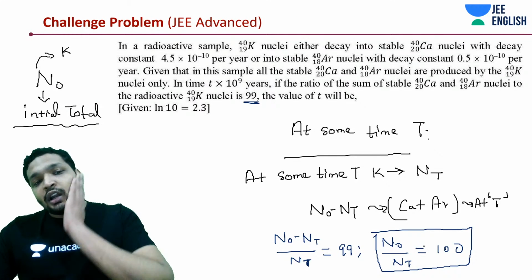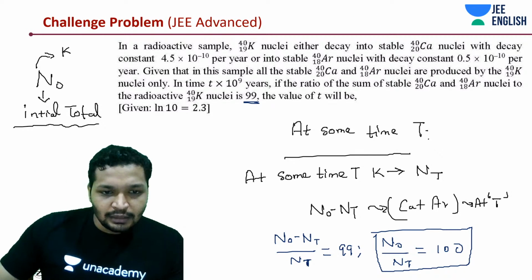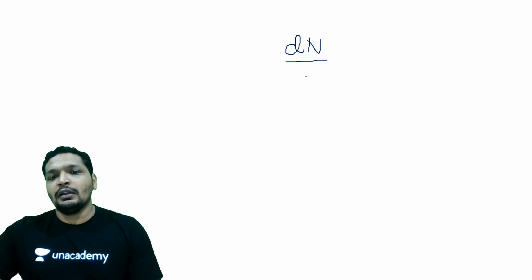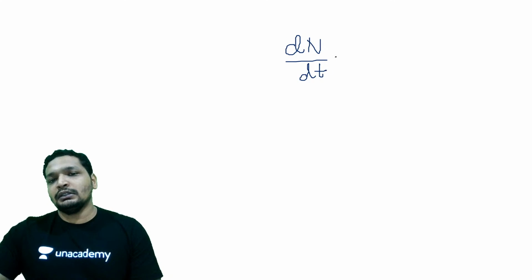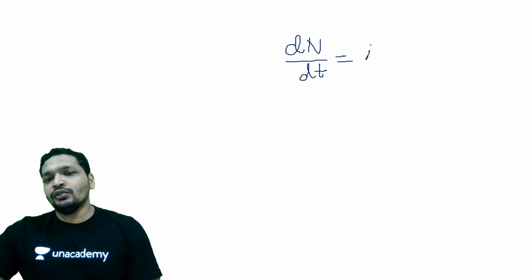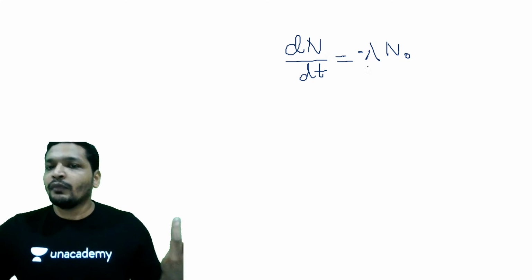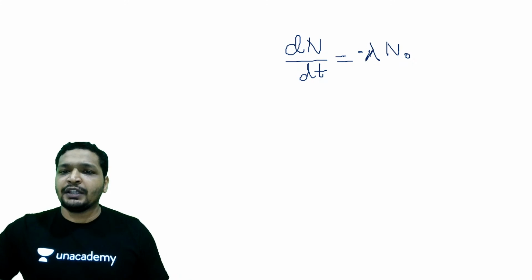Okay. Now let's take another page. Now you have something like this: the reaction was going on, and for that reaction, dN by dt is equal to the decay constant into the initial amount of potassium, the total decay constant.